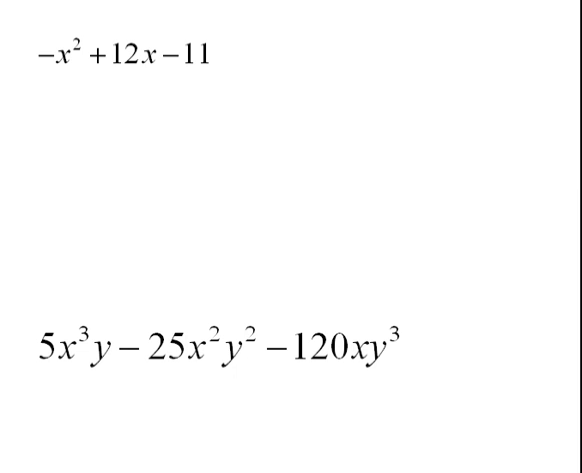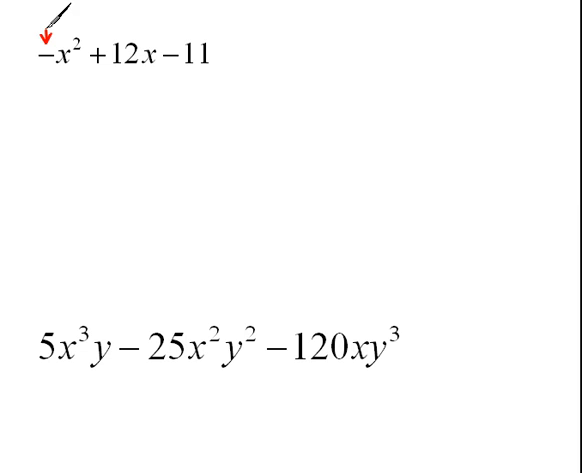Alright, there are a few more kind of strange things that can happen, so I want to make sure and go over those with you also. Looking at this first problem, we have negative x squared plus 12x minus 11. Now the problem here with this one is because our leading term there is negative. That's not really very good. It's much more difficult to factor whenever you have a negative there.